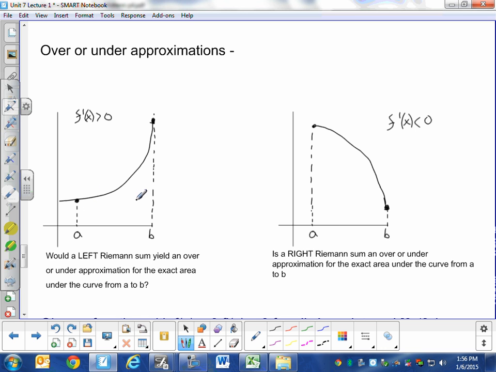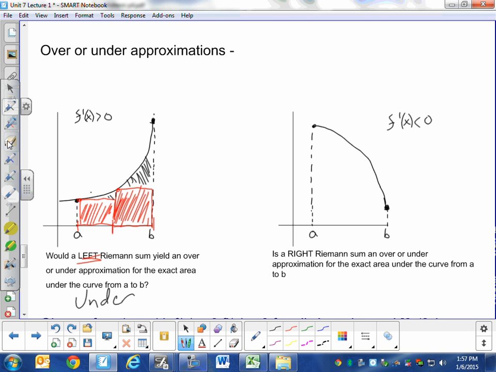Well, let's think about it. A left Riemann sum, would it be over or under the exact area? The way I like to do this is to partition off a couple of rectangles. Maybe 2, maybe you just use 1, maybe you use 4, whatever. Let's have 2 rectangles with this as the base and then this as the base. I'll use this as the height for my first rectangle since it's a left Riemann sum. And this would be the height of my second rectangle. I notice that this area in these 2 Riemann sum rectangles is less than my overall area, which also includes this and this. So this would be an under.